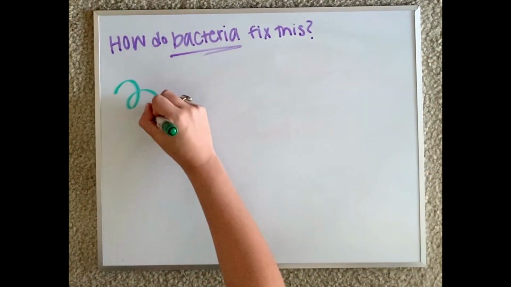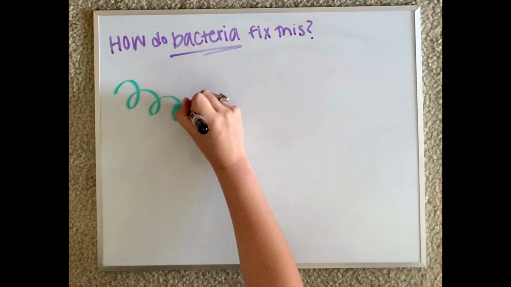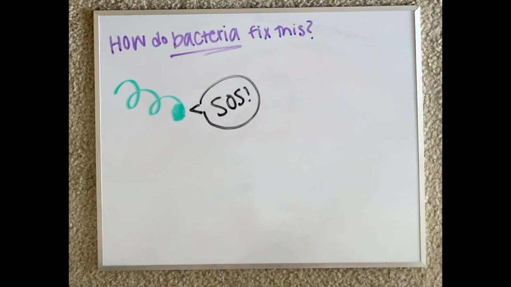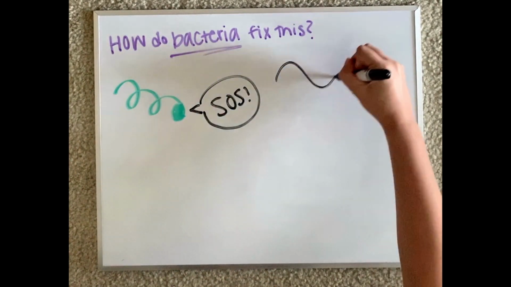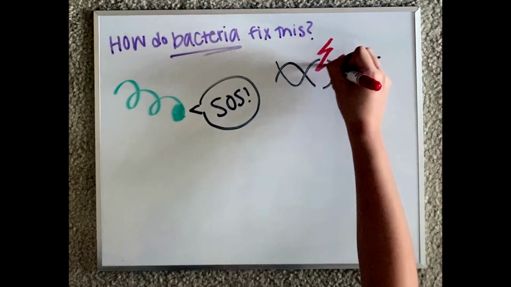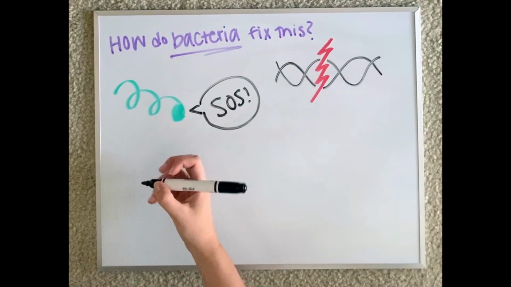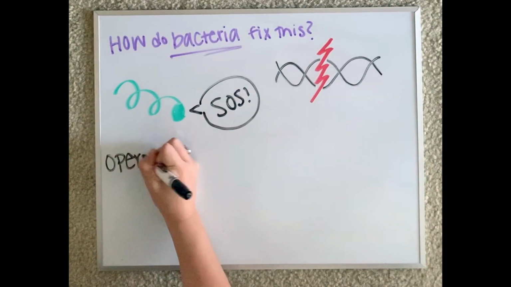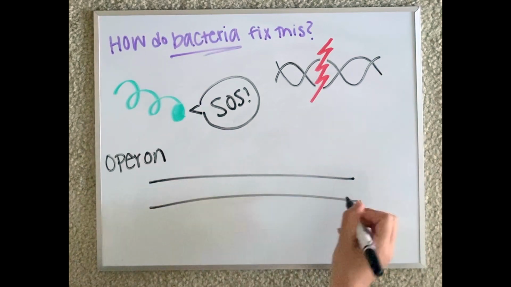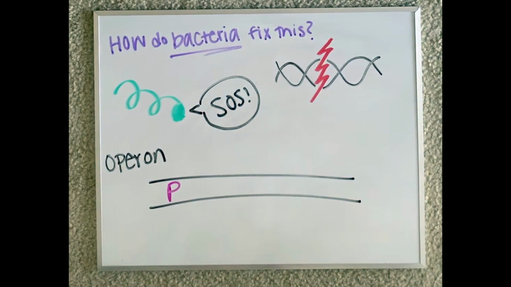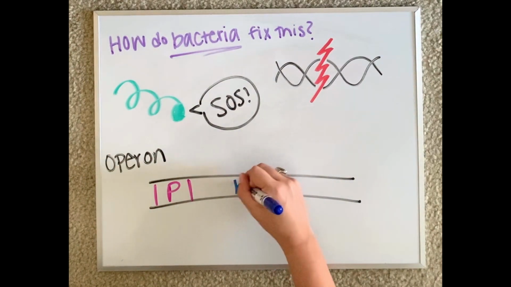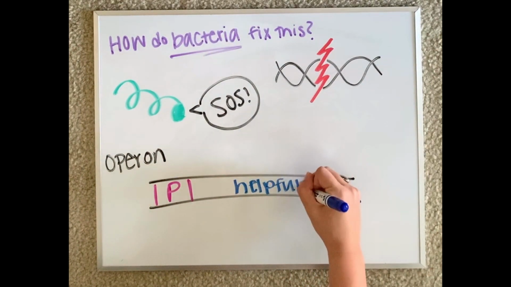So how do bacteria fix this problem? Bacteria actually call for help. They use what is known as the SOS response. In this mechanism, they use what is known as an operon. This is a long strand that contains multiple different genes. On this operon, there is a promoter. Downstream of this promoter are actually genes that can help with DNA repair.